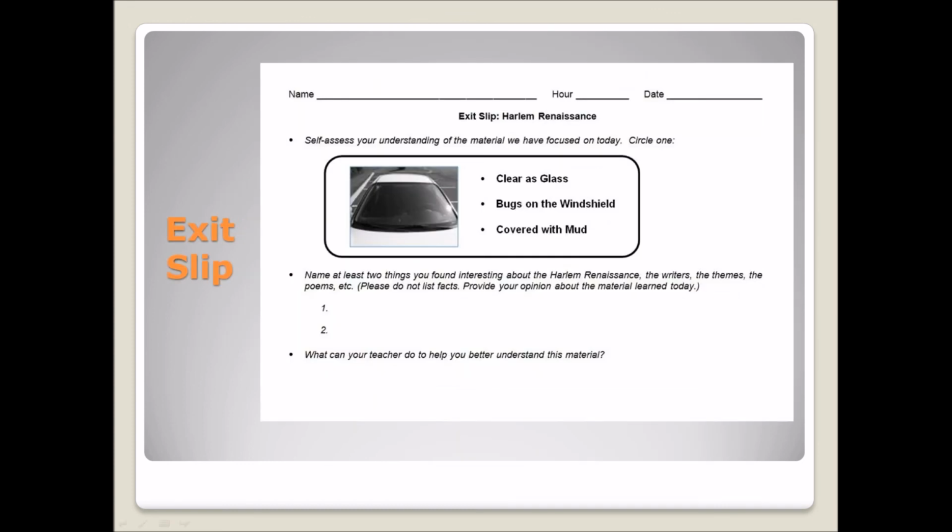Your final task of the day is to complete this exit slip on our lesson about the Harlem Renaissance. So the first thing you'll do is self-assess your understanding of the material that we have focused on today. Is it clear as glass? Do you understand everything perfectly that we've done today? Are there bugs on the windshield? Do you understand most of it, but some things are still kind of iffy? Or is your windshield completely covered in mud? Did nothing make sense to you today? Is everything still pretty hard for you to understand?